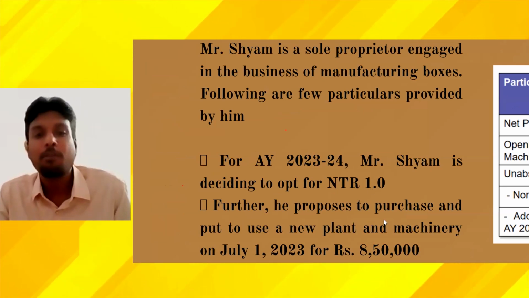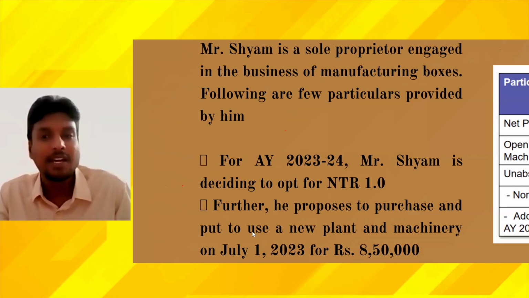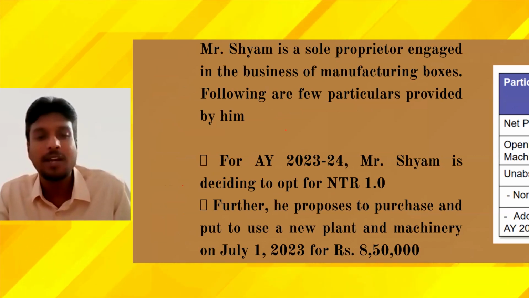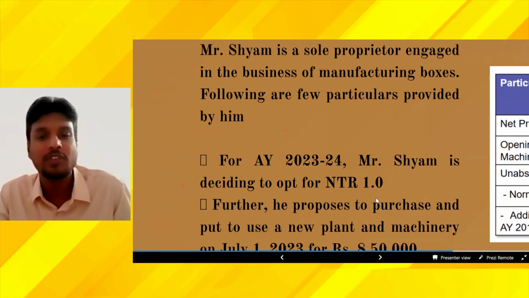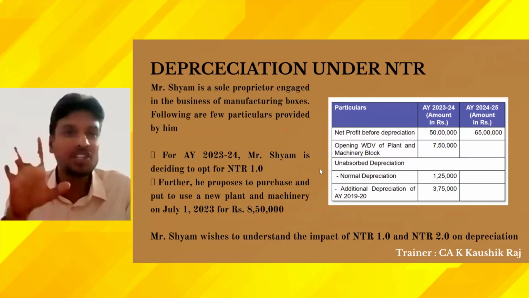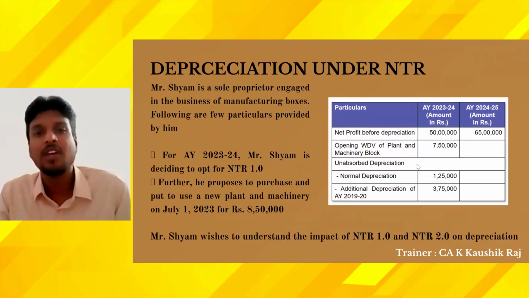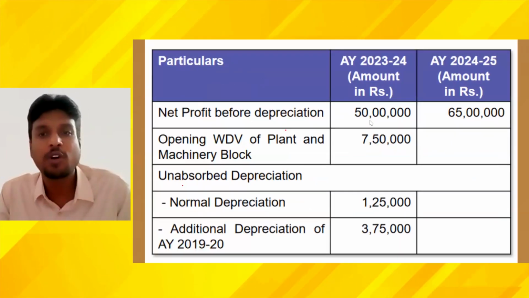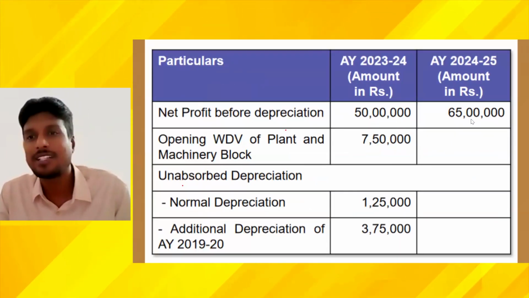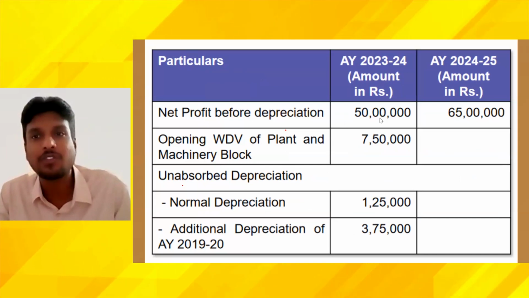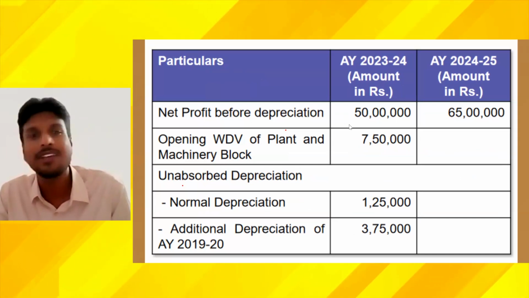And further he proposes to purchase and put to use a new plant and machinery on July 1st, 2023, 8,50,000. So additional depreciation is not given under new tax regime. So this is the information given. Net profit before depreciation 50 lakh and 65. For assessment year 23-24 it is 50 lakh. Assessment year 24-25 is 65 lakh.